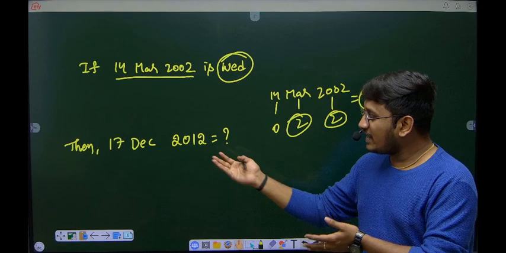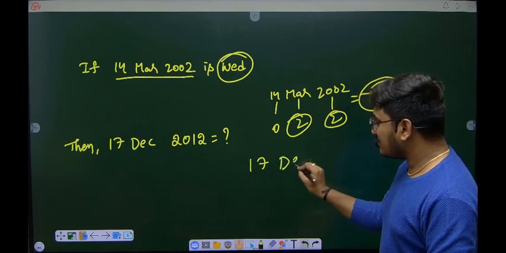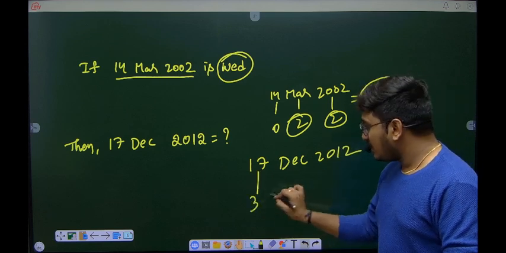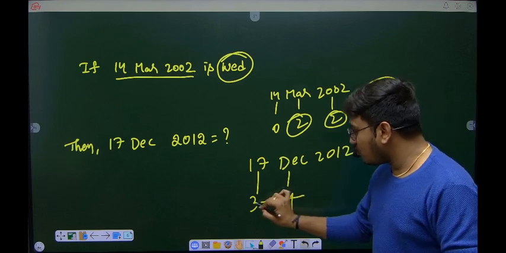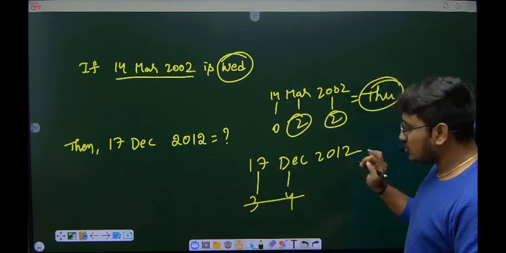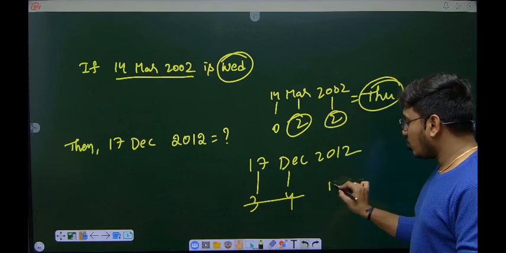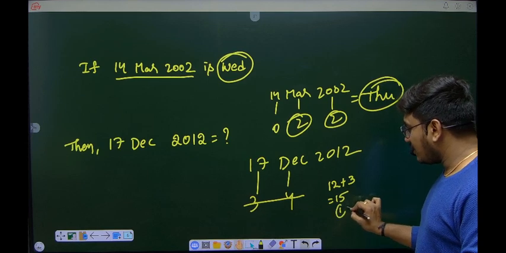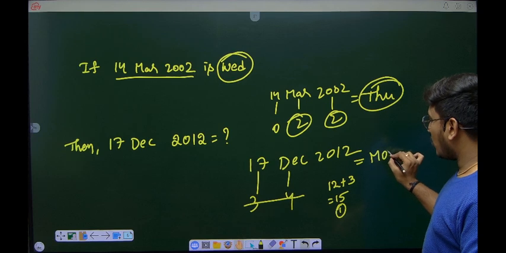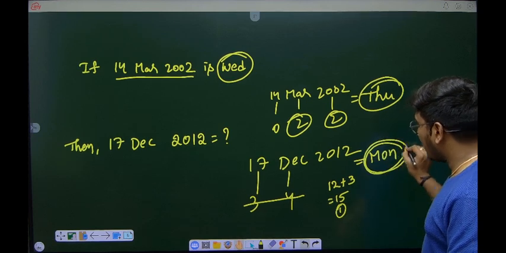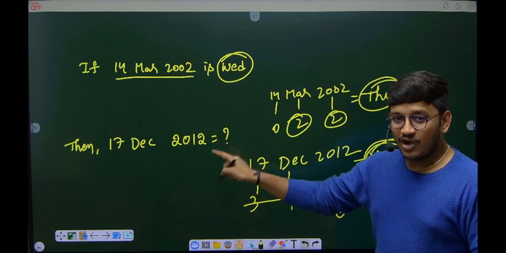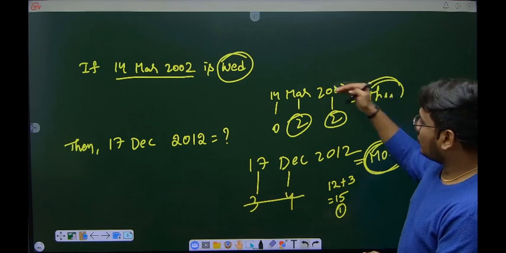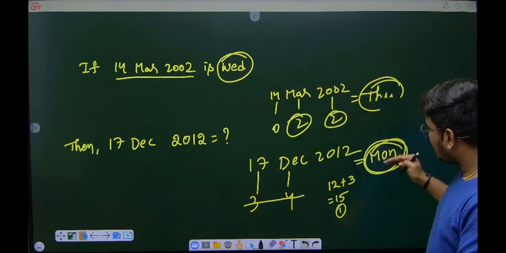Now we need to calculate, very simple, 17th December 2012. 17 means what? 3. December means 4. 3 plus 4 is 7. Cancel. 2012 means 12 odd days plus 3 means 15. 15 means 1. 1 means this is on Monday. The actual answer is Monday. But according to the question, what should that answer be? Can you guess? Here the actual answer is Thursday, but they have given it as Wednesday. But here the actual answer is Monday.